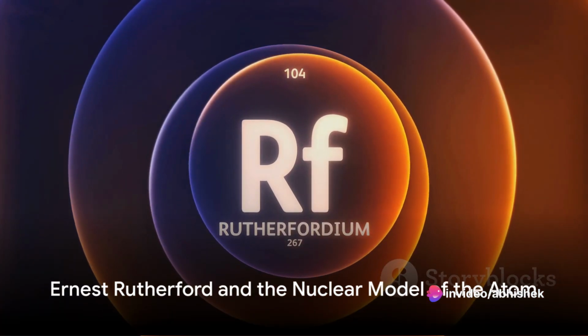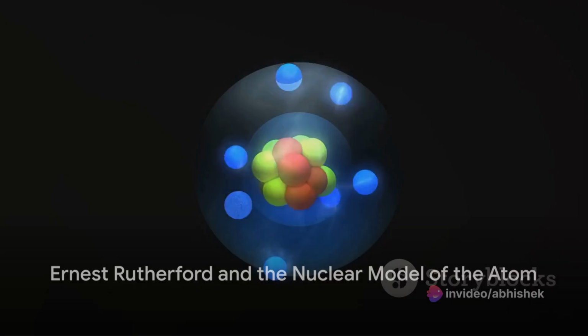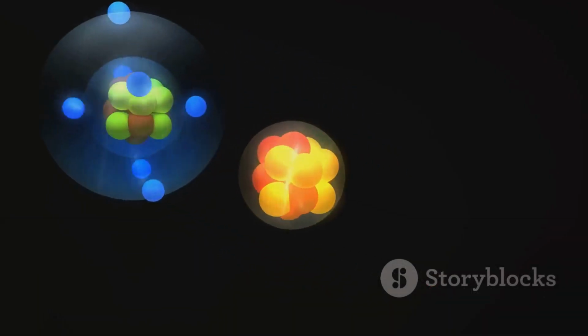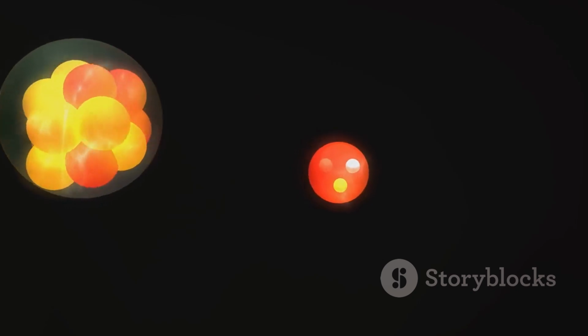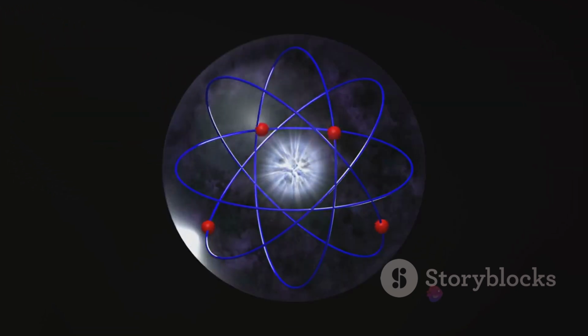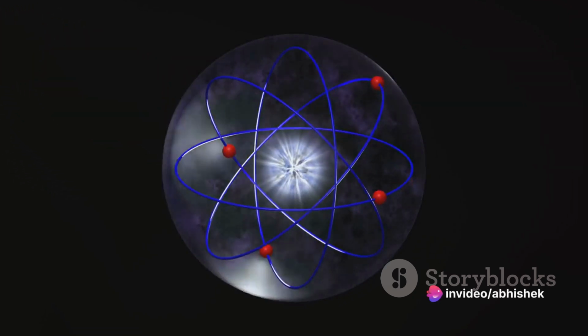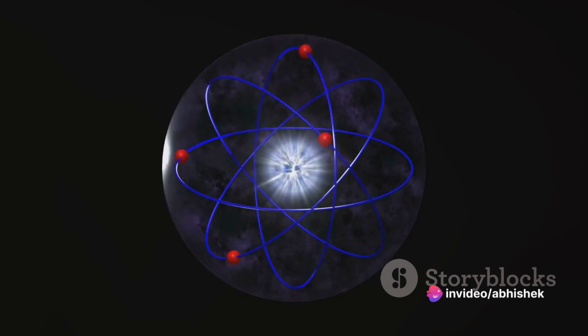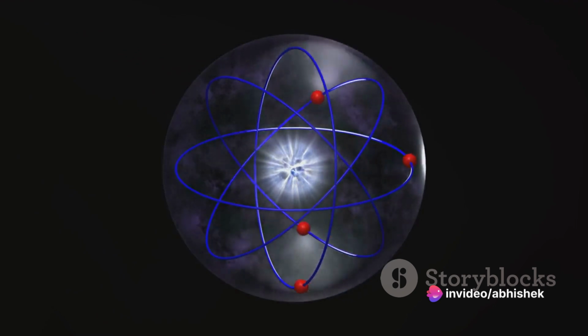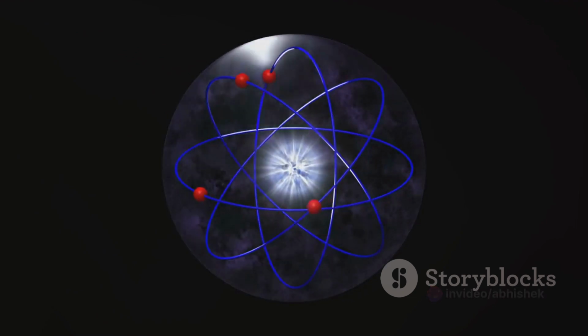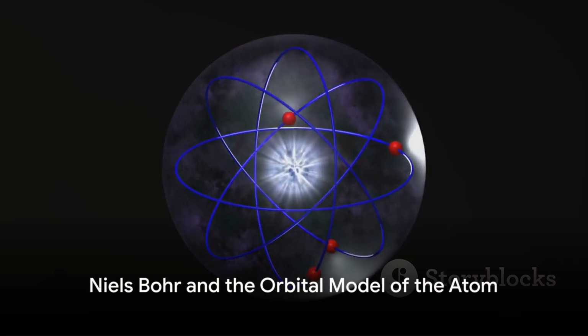Enter Ernest Rutherford in the early 20th century. He found that atoms are mostly empty space, with their mass concentrated in a central nucleus. Rutherford's model showed the atom as a mini solar system, with electrons orbiting the positively charged nucleus, much like planets orbit the sun. However, the puzzle wasn't complete yet.